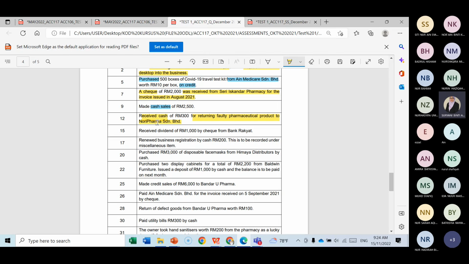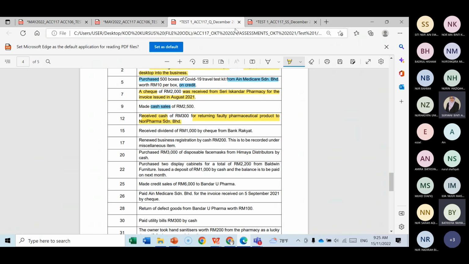So you made the purchase by cash, but suddenly some of the product was found faulty and you returned it to Nori Pharma. So in this case, there will be increase in what? Asset. Asset, and there will be decrease in what?